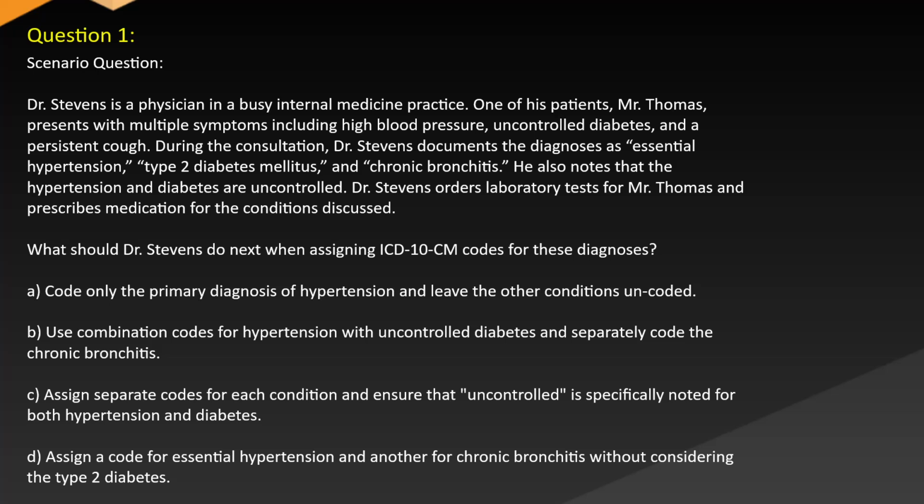B. Use combination codes for hypertension with uncontrolled diabetes and separately code the chronic bronchitis. C. Assign separate codes for each condition and ensure that uncontrolled is specifically noted for both hypertension and diabetes. D. Assign code for essential hypertension and another for chronic bronchitis without considering the type 2 diabetes.